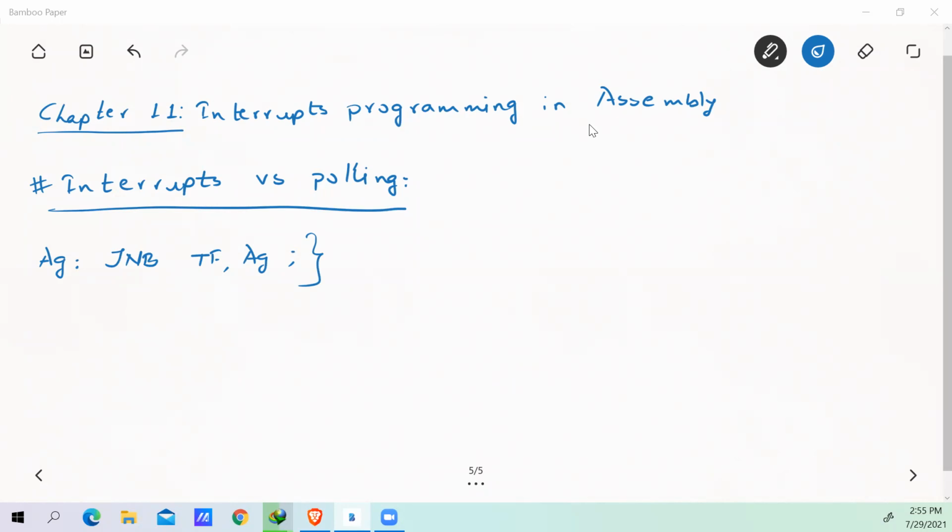Sir, we keep on checking if there's an overflow. We keep on checking whether there is an overflow. That means we try to monitor to see whether the timer or counter has finished its counting or timing, right? So this is an example of what? Polling or interrupt?